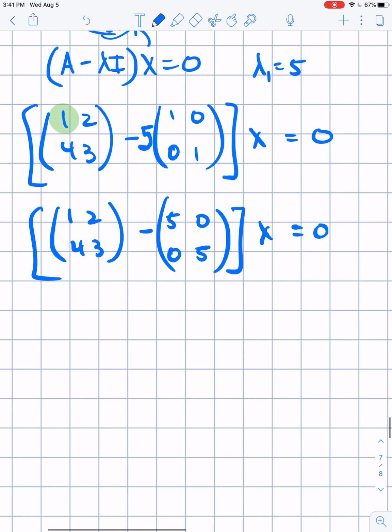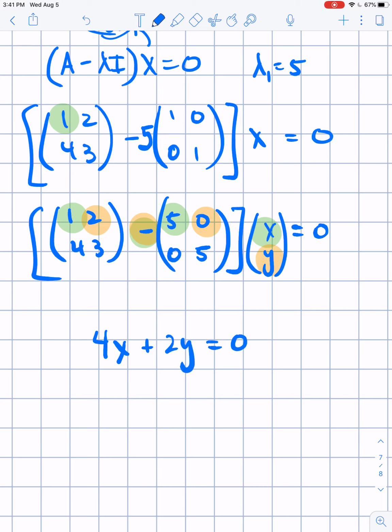Okay. Well, in this situation, when you're doing this, you're going to do 1 minus 5, which gives us 4. And then because it's in that first column that has an x, just remember, maybe I should just do this for you guys and put xy. So that first column goes with x, and then the second, 2 minus 0 is 2, so you have plus 2y equals 0.